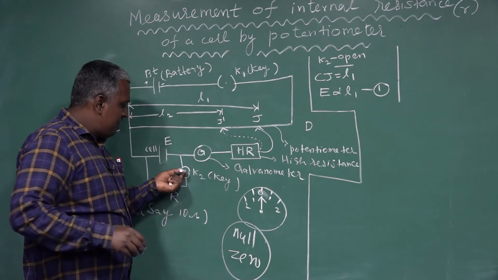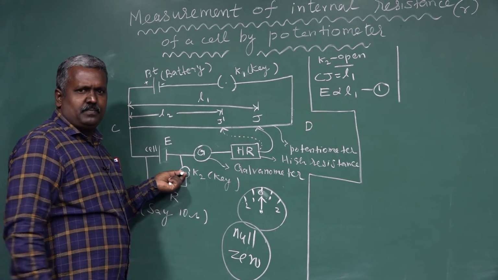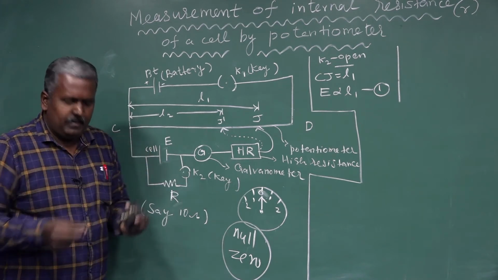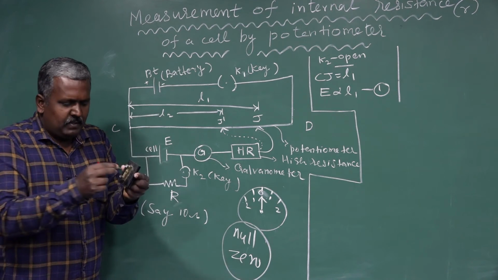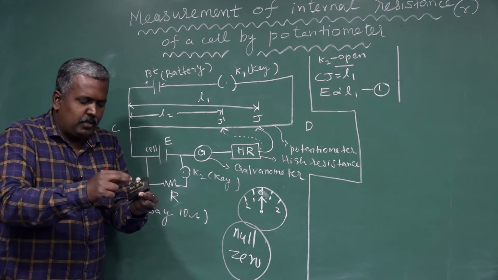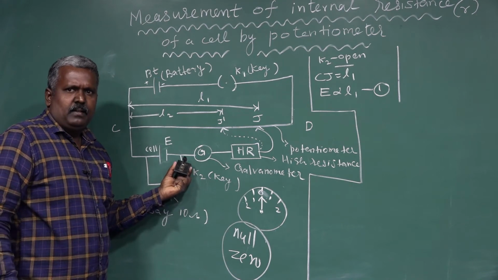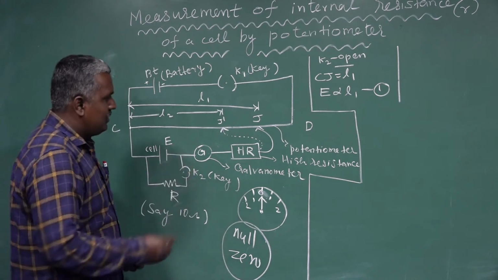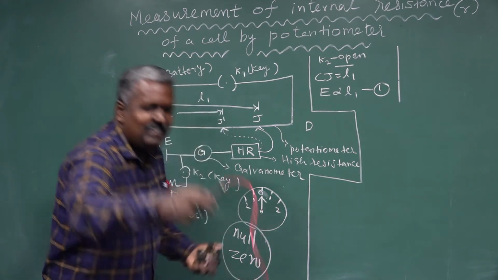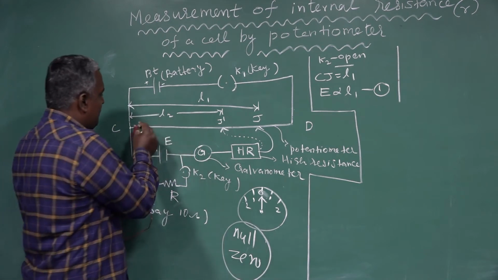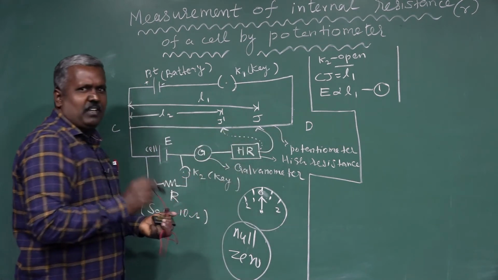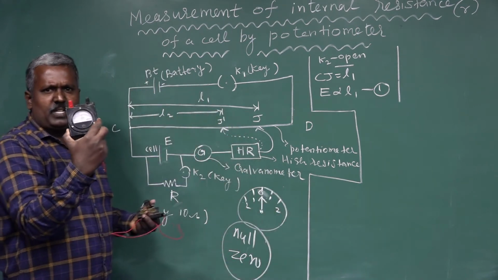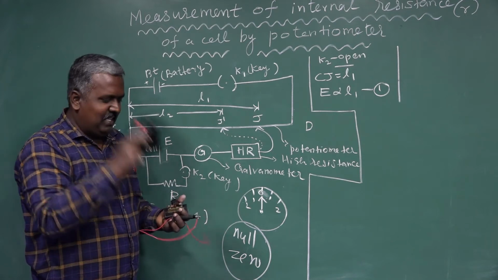Then now K2 is pressed. Okay. Now K2, this is the key, it was open, now this is closed. K2 is pressed. Now it is in closed circuit. Clear? So now again the jockey is moved on the potentiometer wire until the galvanometer shows null deflection. Clear?